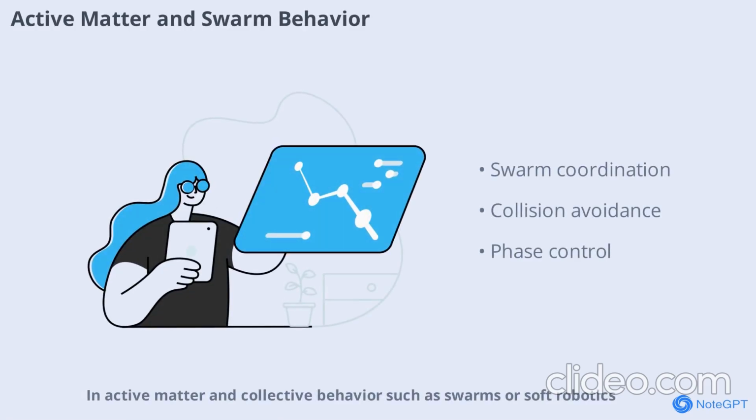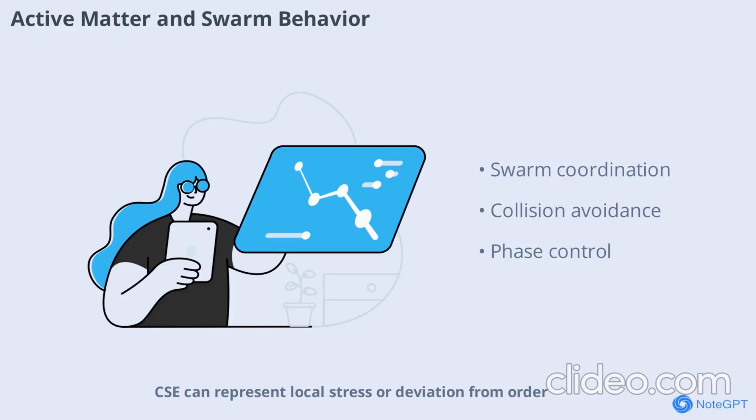Active matter and collective behavior, such as swarms or soft robotics: CSE can represent local stress or deviation from order, while CEC acts as a local damping or motility energy. This helps stabilize flocking patterns, reduce collisions, and control phase transitions. By dynamically adjusting CEC, these systems can adapt to density changes and maintain coordinated movement.